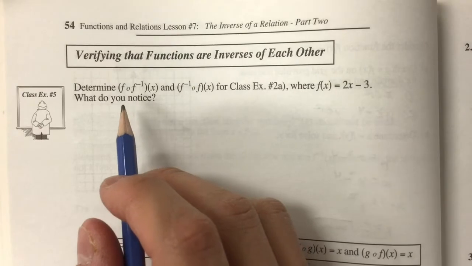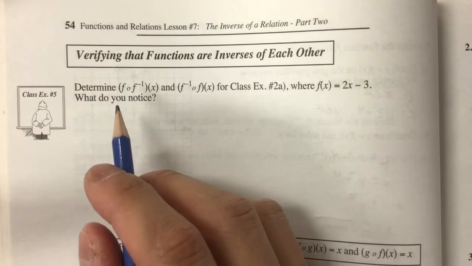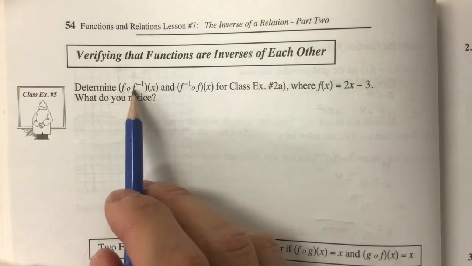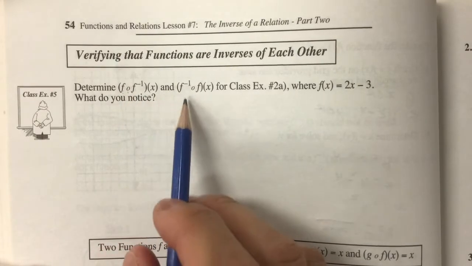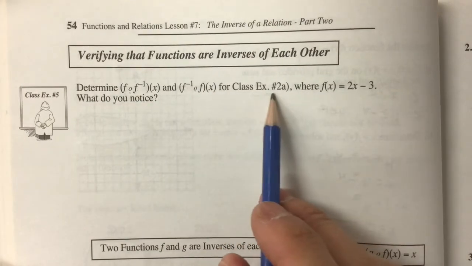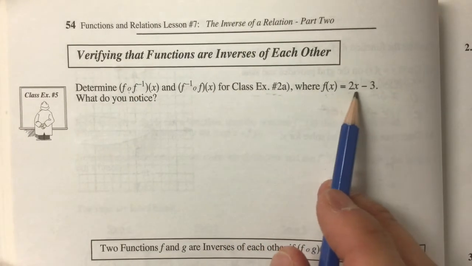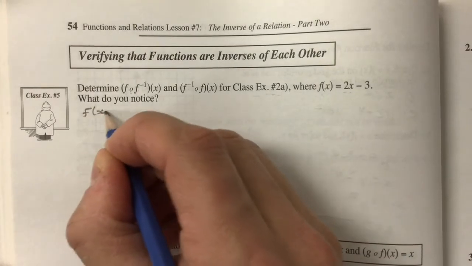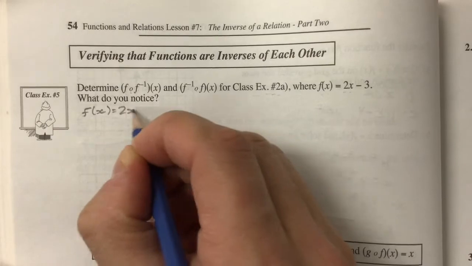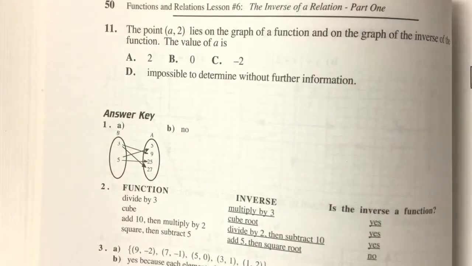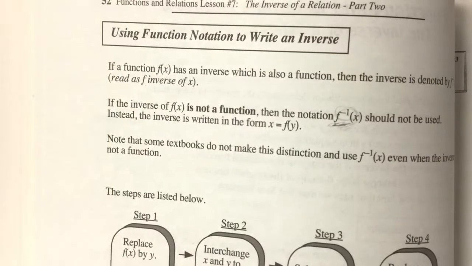and I'm going to form a composite function with its inverse. So determine f of the inverse of f of x and the inverse of f of f of x for class example number 2, where f of x is equal to 2x minus 3. And what do you notice? So first of all, f of x is equal to 2x minus 3. And if we go back to the class example number 2, the inverse, we actually could do that one.